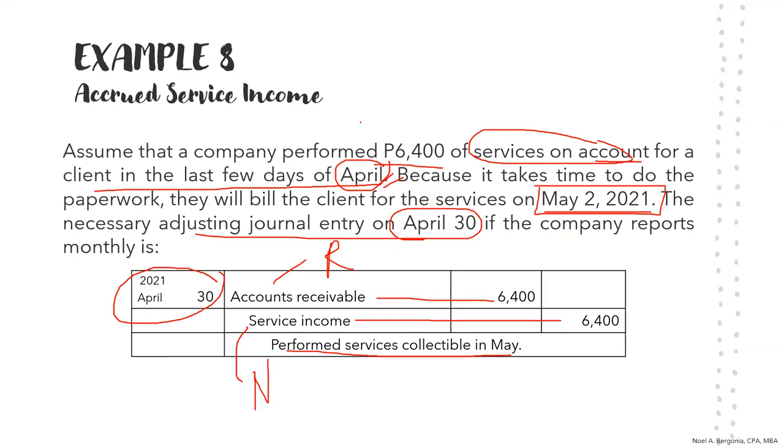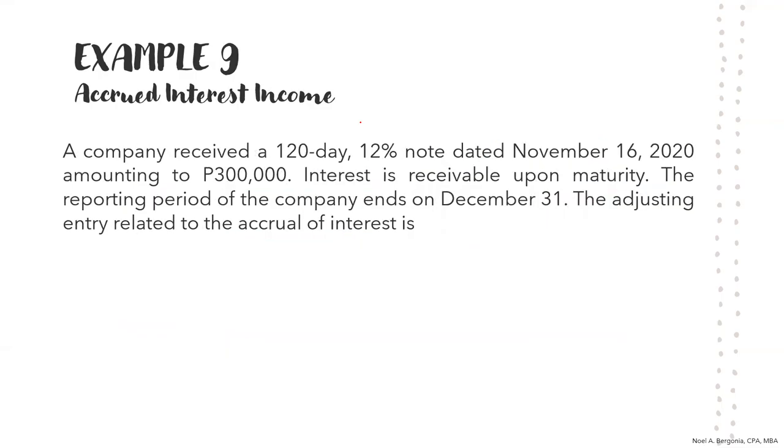So next naman tayo, accrued interest naman tayo. So kanina, in the accrued interest expense, tayo yung umutang. Tapos yung inutang natin, tumakbo yung interest. Ngayon naman dito, of course, we are on the perspective nung kumikita. So tayo naman yung nagpautang, kaya meron tayong marereceive na interests.